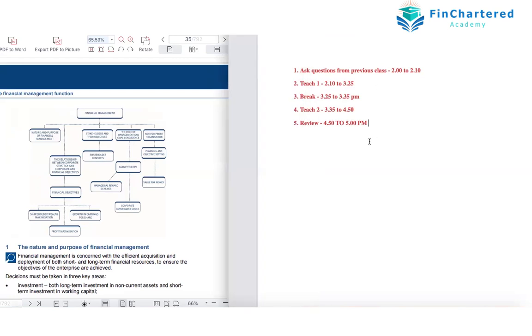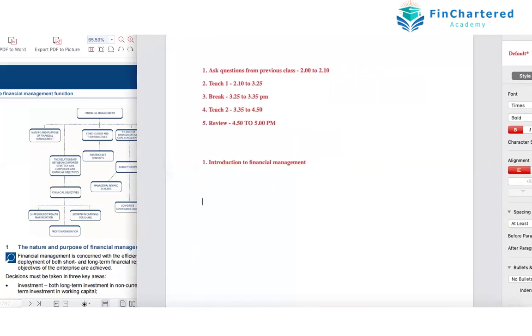Now, the first thing that we're going to look at in today's topic is the introduction to financial management. Okay. If I have to give you a brief on financial management, what is it and how does it happen? Right? Tell me something. Suppose you have cash. Do you want to be careless about it?